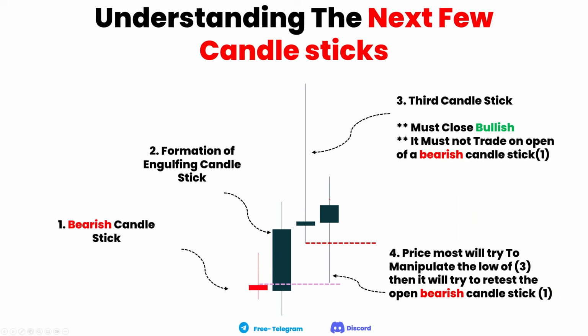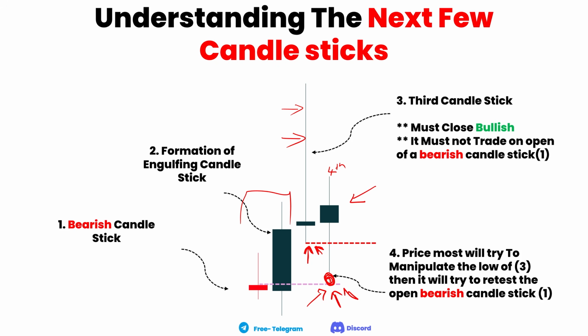So let me show you an example. Here we can see that we have a bullish engulfing candlestick like this. The first candlestick will be a bearish candlestick, this one here. The second one will be the candlestick that forms a bullish engulfing candlestick pattern. Then when you see this one here, it has to close with a bullish candlestick, then you will focus on this low here. Price eventually, on this next candlestick, on the fourth one, is likely to come and manipulate this low here. Then you'll be looking to enter the market around this area here.